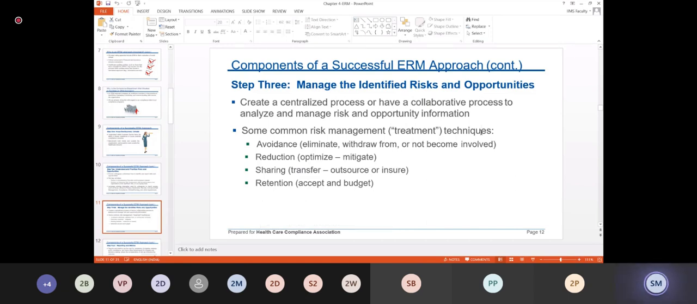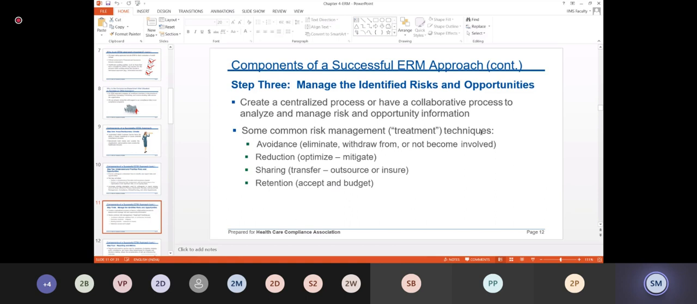Okay. Manage and identify risk and opportunities. So whatever opportunities or risks are there, if we have identified them, then how can we manage them. So risks are there, we have to manage them. So create a centralized process or have a collaborative process to analyze and manage the risk and opportunity information.